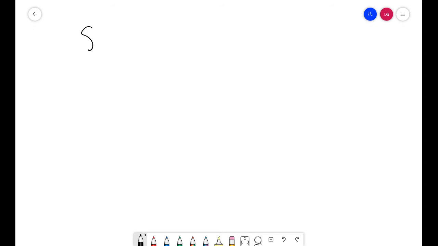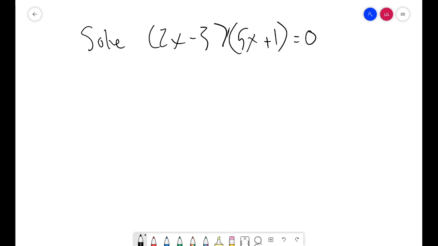So for example, solve 2x minus 3 times 5x plus 1 to be equal to 0. Oh, accidentally shifted the screen there. Well, if two things multiplied equal 0, that will only happen if one of the two things is 0. Additionally, if two things are multiplied together and one of those things is 0, then you will get 0. So they are the only candidates and they are potential answers.